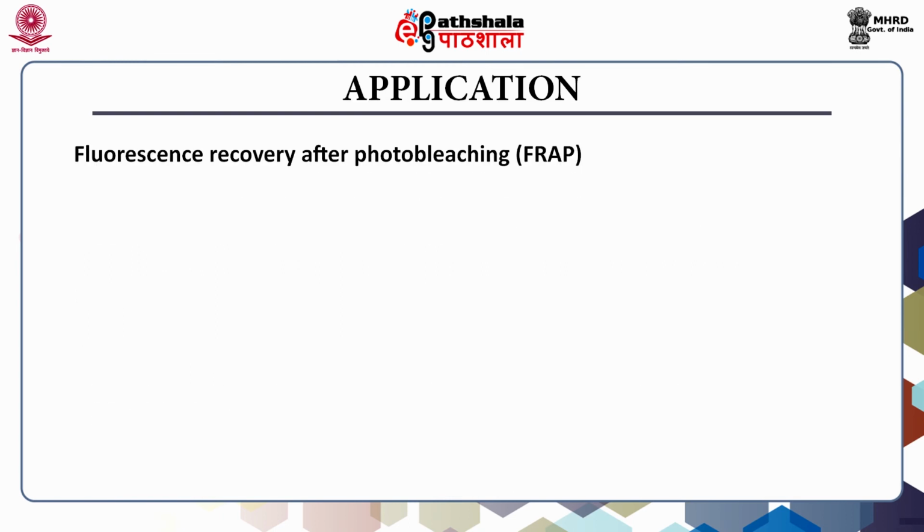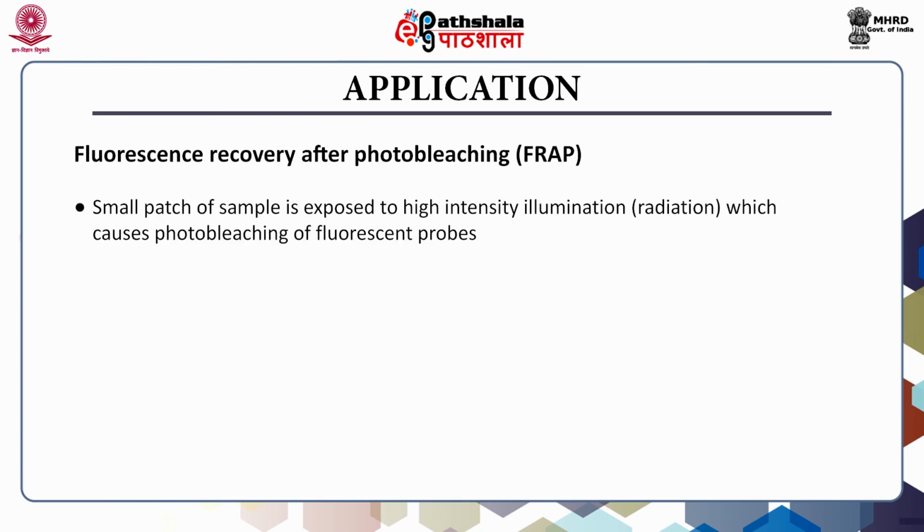A light source is focused on a small patch of the sample and exposed to high intensity illumination, which causes photobleaching of fluorescent probes. Photobleaching permanently destroys the ability of the fluor to fluoresce. This turns the patch dark. Fluorescence intensity in this area decreases and the image of the sample is continuously observed in the microscope.